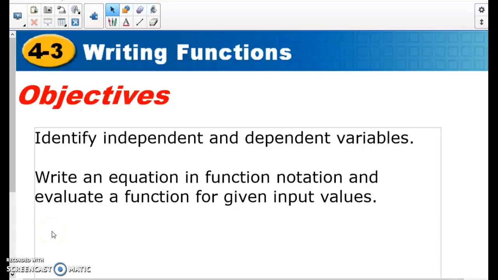Hello, this is Mr. Molo for lesson 4-3, writing functions. So we got a couple different things that we're doing today. One is going to be identifying independent and dependent variables. Another one is going to be writing the equations for function notation and putting in the input and output values.